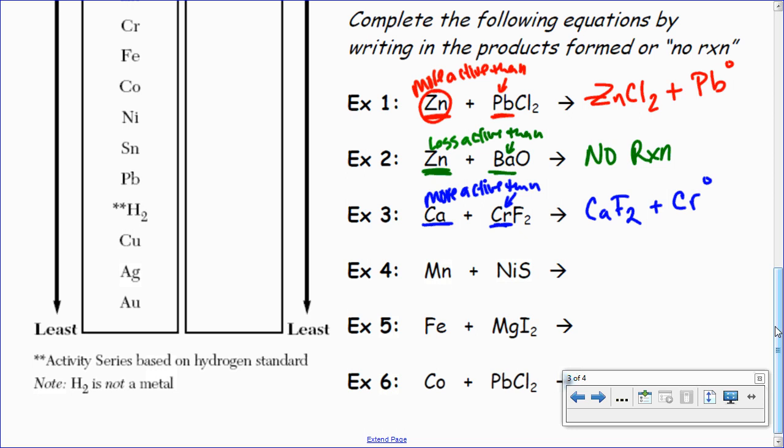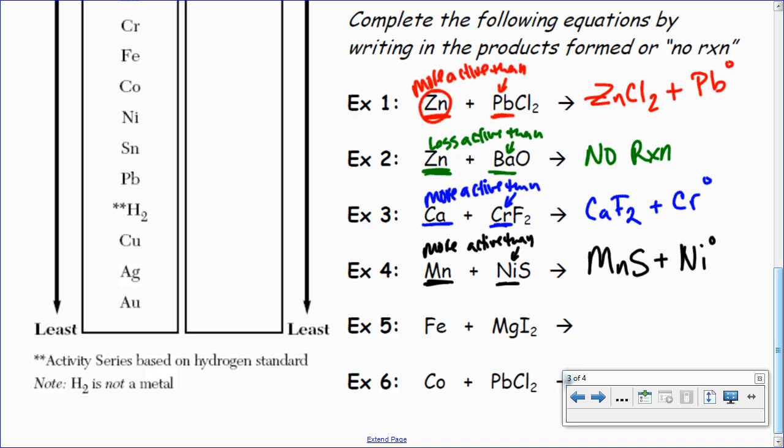Now let's look at manganese versus nickel. Manganese, Mn, bam, smack dab in the middle of the list, 1 step above zinc. Nickel's below it, so manganese is more active than the nickel. So if it's more active than the nickel, it's going to sneak into that compound and kick the nickel out and say, hey, you get out of here. Manganese sulfide and nickel pure.